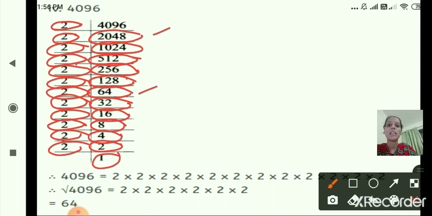So till here we will do. As we got 1 here, we will stop. So these all are the prime factors. But while writing, do not skip any number. You will write down all the numbers, all the prime factors properly.